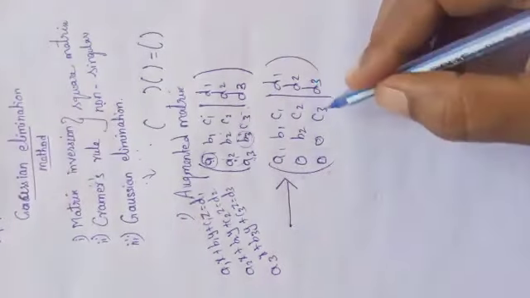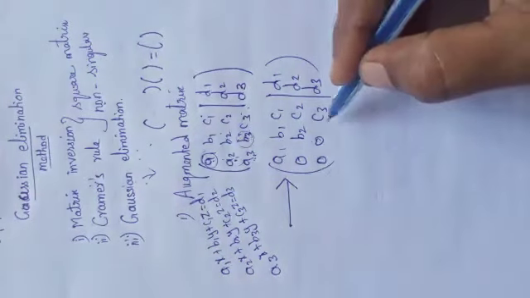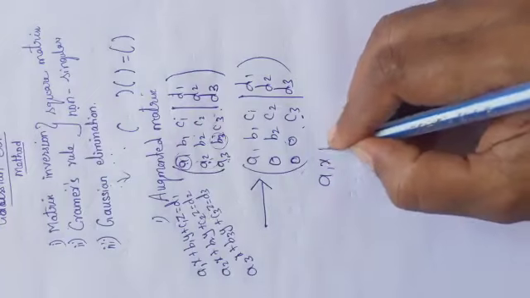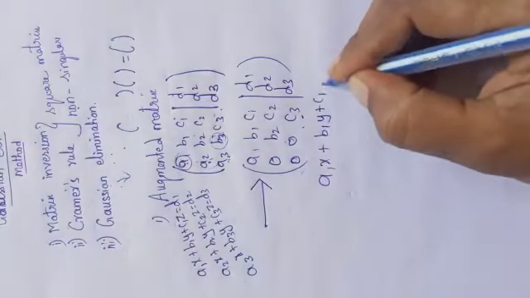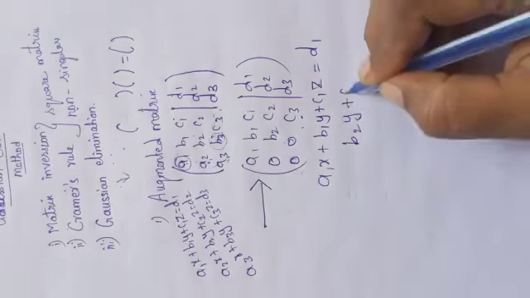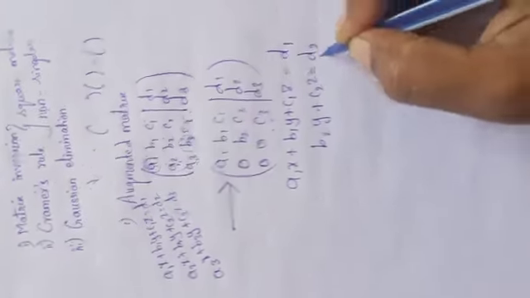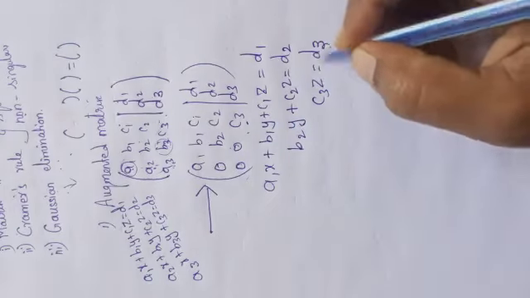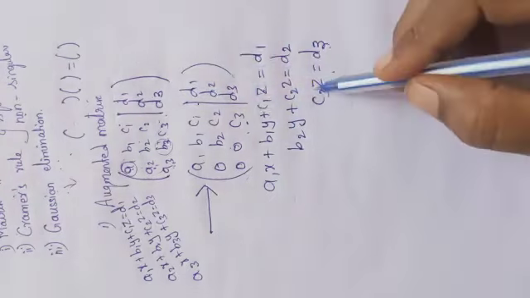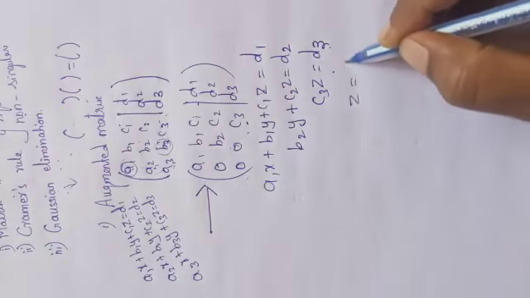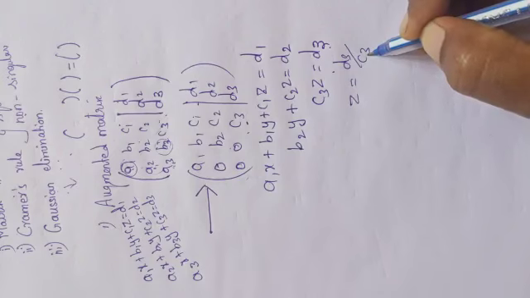Back substitution means that after this, we again write it in equation form. That is a1x plus b1y plus c1z is equal to d1. The next equation may be b2y plus c2z is equal to d2. Then the last may be c3z is equal to d3. Now it's easy, since only z is a variable. From here, you get z equal to d3 by c3.